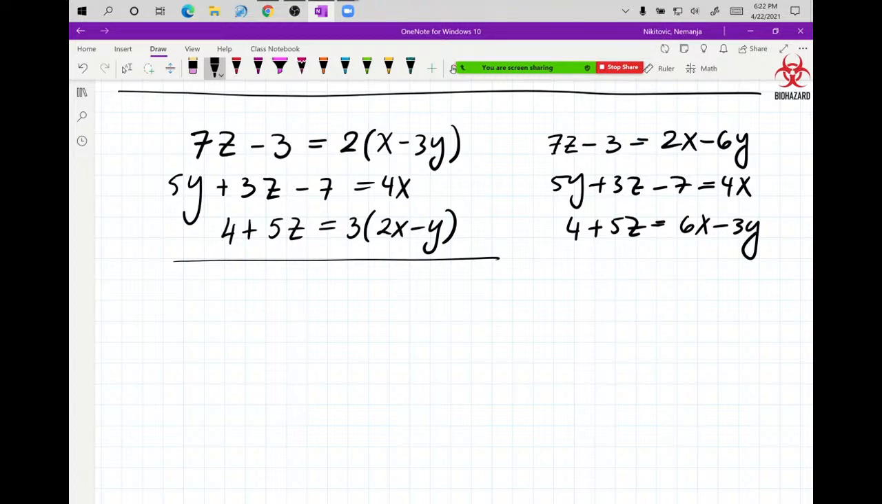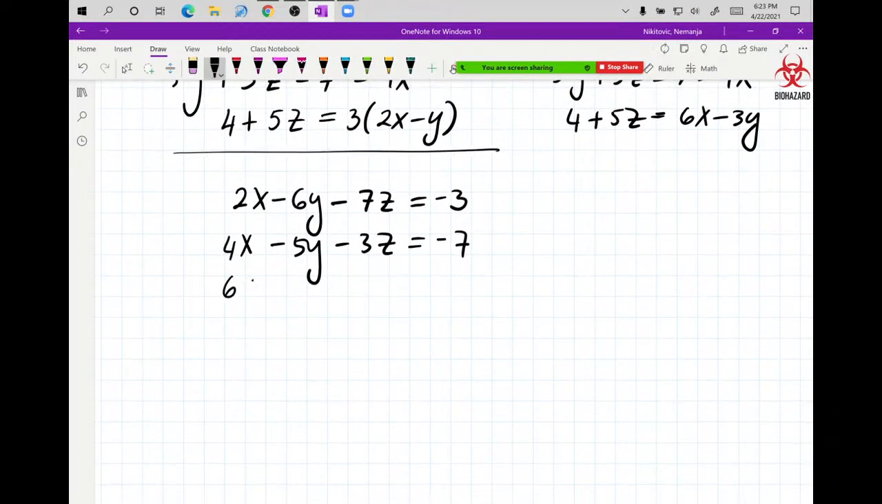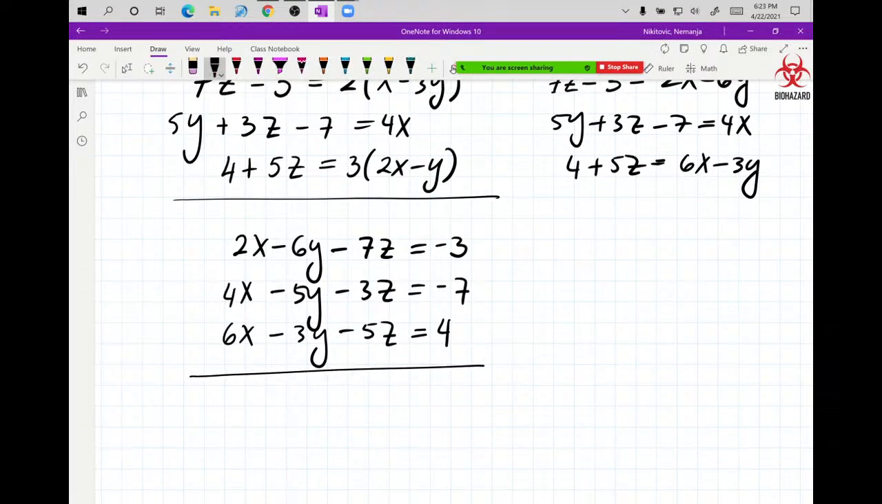We're going to say 2x minus 6y and then minus 7z equals negative 3. So we keep this one, keep this one, keep this one, and just move one of them. Which side of the equation you write it on doesn't matter. Same thing here. We keep 4x in place, move 5y, move 3z, and keep negative 7 in place. And the last equation, keep 6x, keep 3y, move z, and keep 4 because it was on the opposite side. Once we have this, it's a system that looks exactly the same as the ones we covered so far.